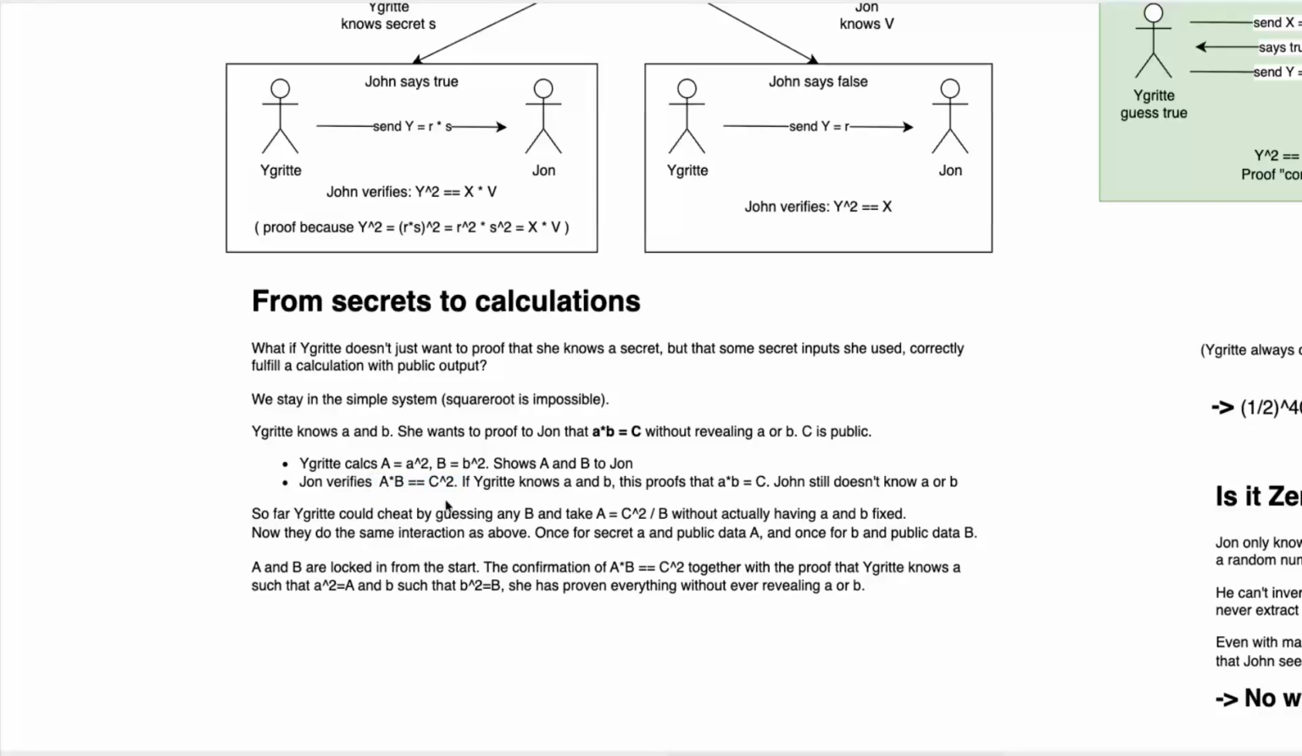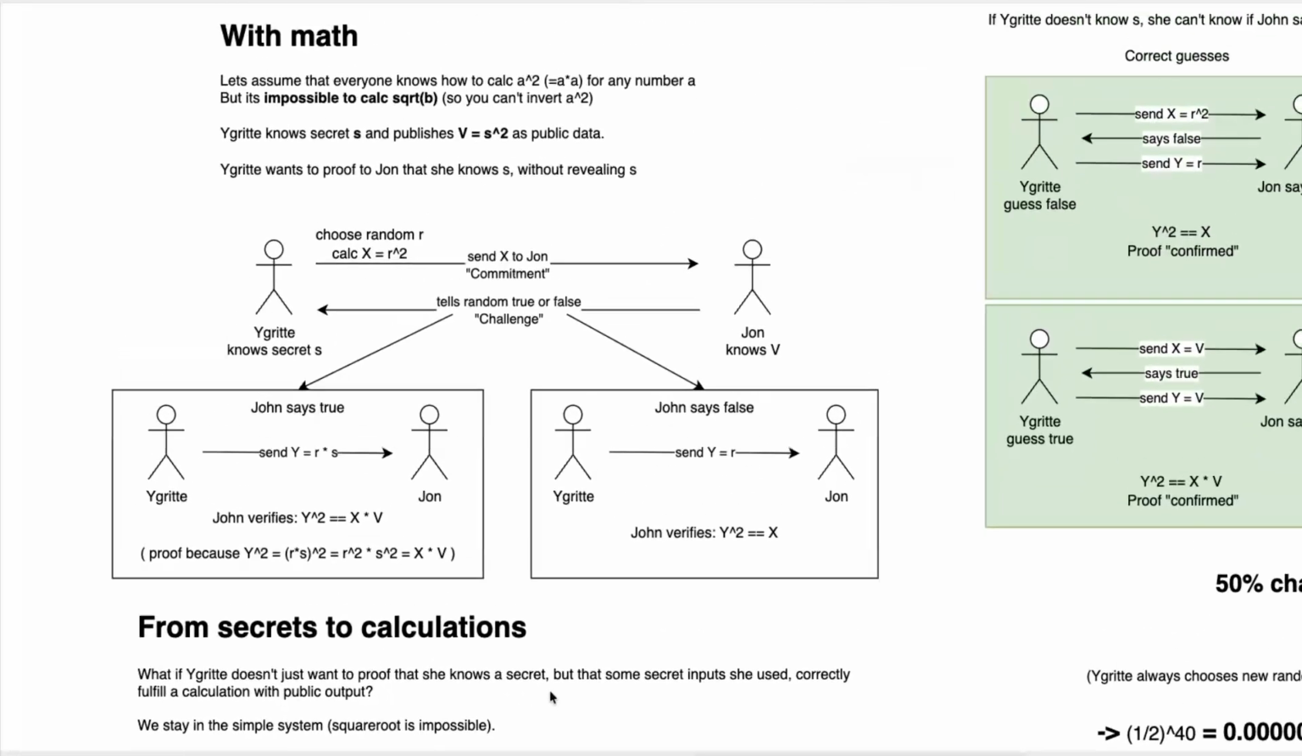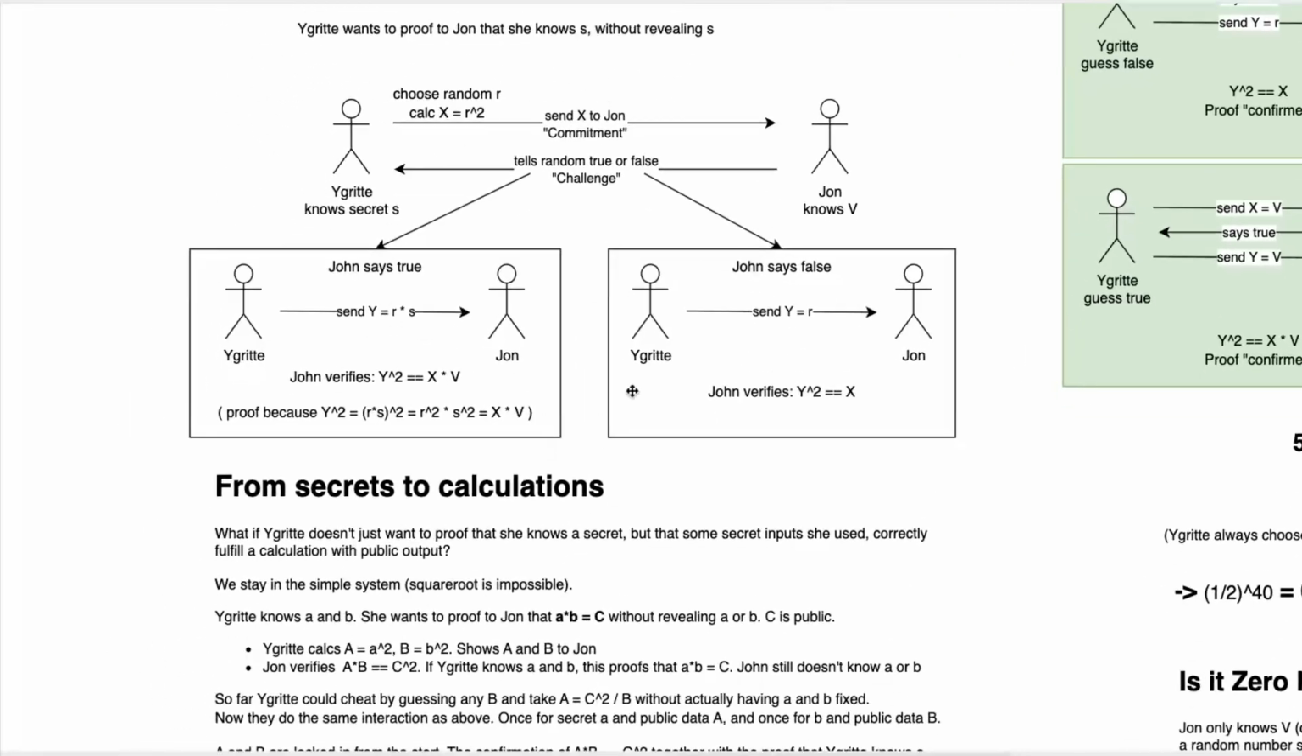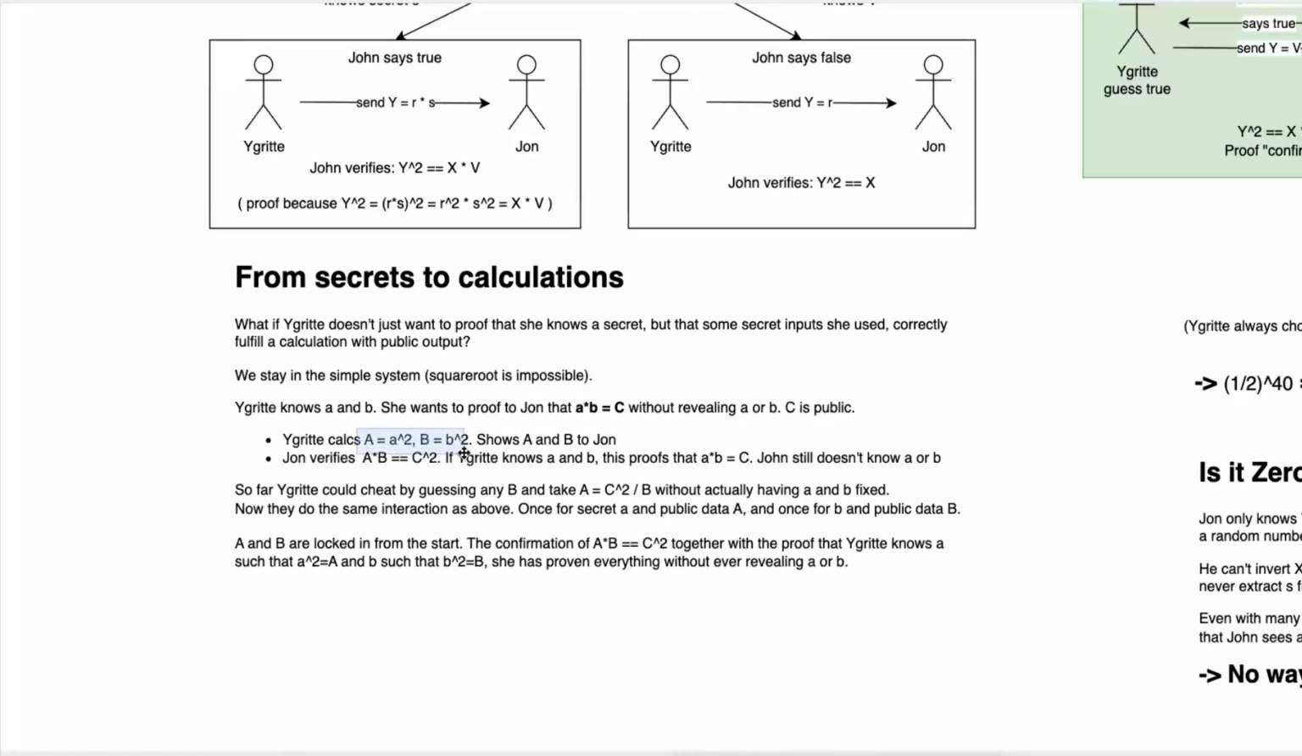But we have already a process, a zero-knowledge way of proving that for a public big A, she knows the square root of it and it's fixed, right? And that's exactly what we have here, because for a public number V, you know the square root. That's what we're proving here. And now we have these two times. We have the public big A and public big B, and we have the small a and small b, that's the secrets. And so we do the same interaction as above, once for secret lowercase a and public data big A, and once for this secret b and the public data big B.